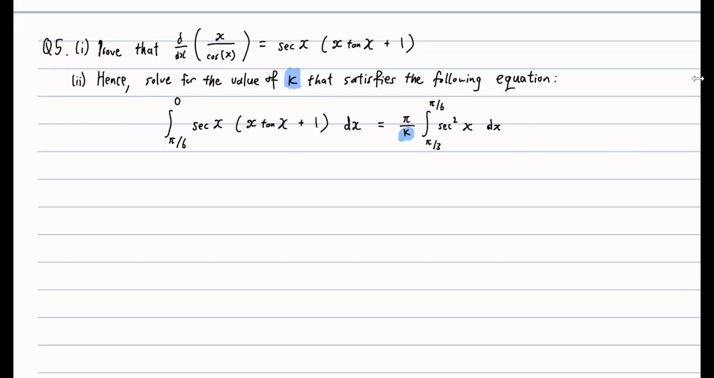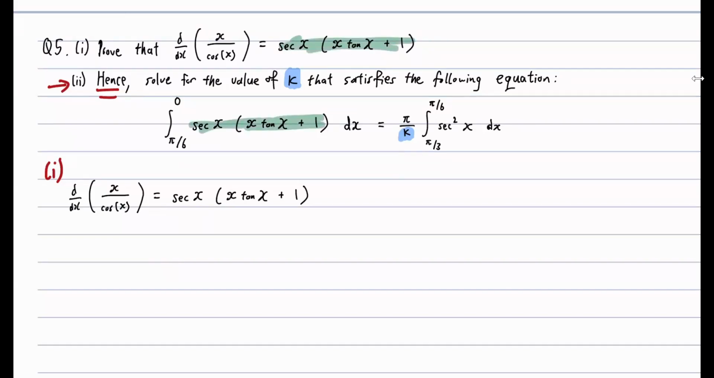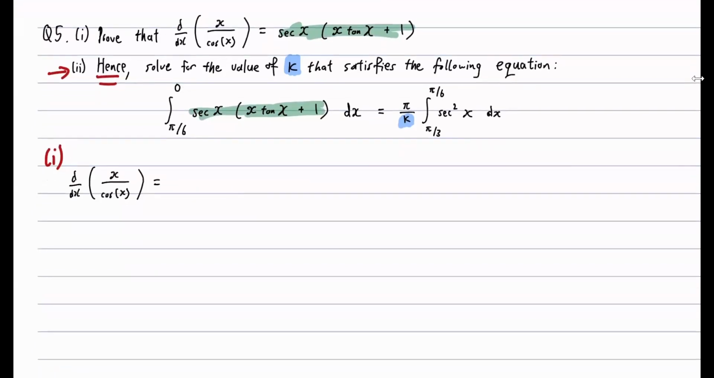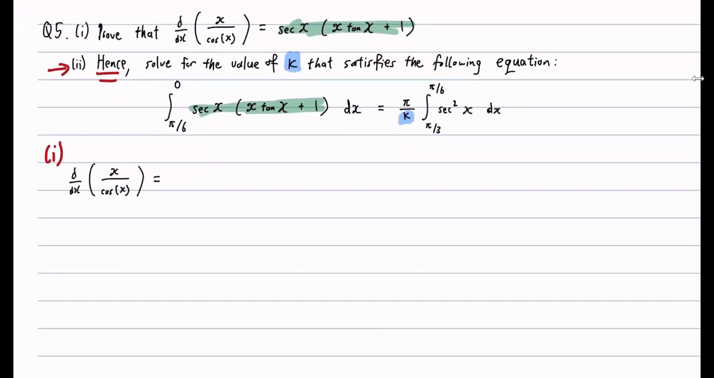So let's see. Part 1. By the way, if this is an exam question, part 1 is there to help you for part 2. Because if you cannot prove the derivative equals that, secant x times whatever, you can still use the result. I think you can see by now that this and this are the same, right? Following so far? Okay, then I proceed to differentiate.